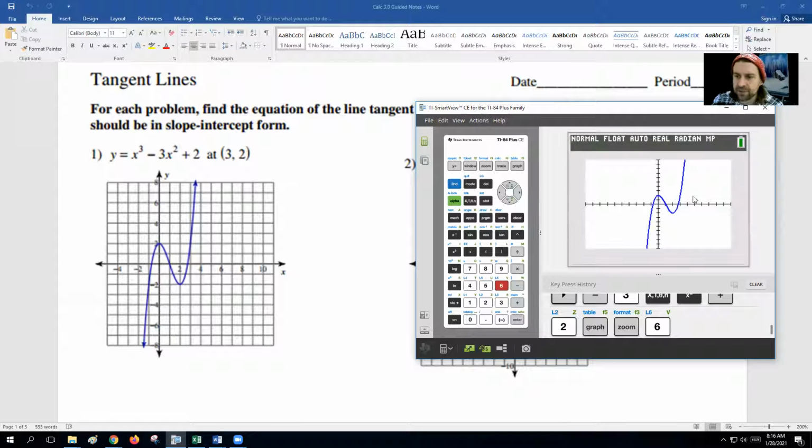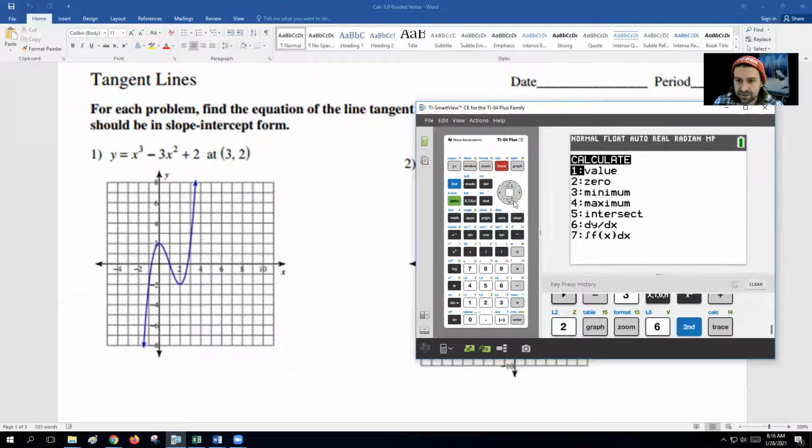Well, there is another feature on our calculator that not only tells us the zero, but can actually tell us the slope at any single point. And that is, if we press second calc, we have our list of things that we can do here. We got mins and maxes, but if we look here, number 6, we have dy dx, and hopefully that sounds a little familiar. dy dx is the derivative.